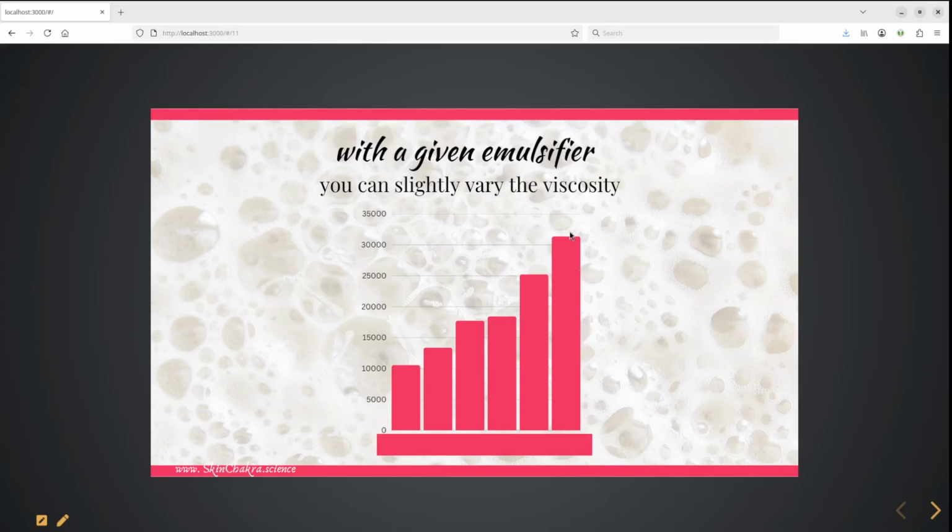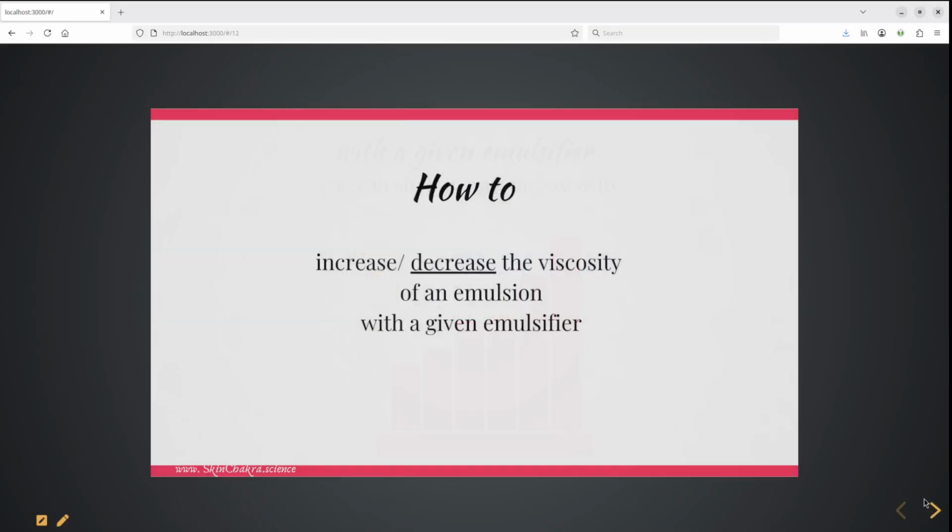You need to keep in mind that the factors I'm going to talk about are all for oil in water emulsions, which are the majority of the emulsions that we make in the cosmetic lab. A big part of the emulsions are oil in water, so these rules all apply to oil in water emulsions. And this is the $1 million question: how to increase or decrease the viscosity of an emulsion with a given emulsifier.